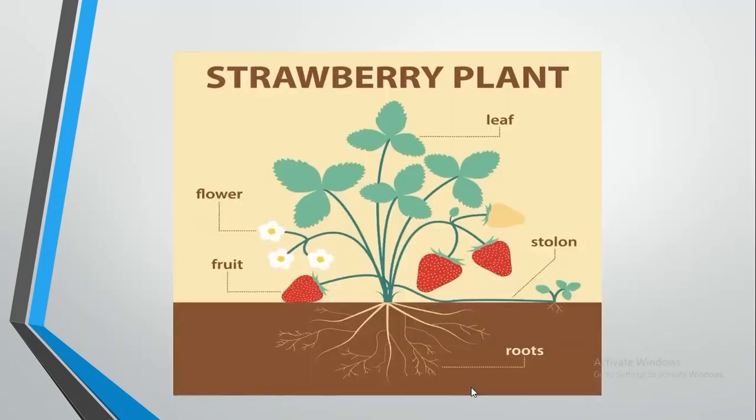Now, this is the diagrammatic representation of a strawberry plant. So here you can see the flowers are of white color, the fruits are visible, and there is a term named as stolon. The stolon is also known as a runner plant, it is basically the propagating material used for strawberry propagation.